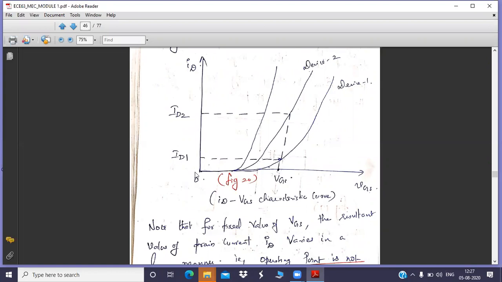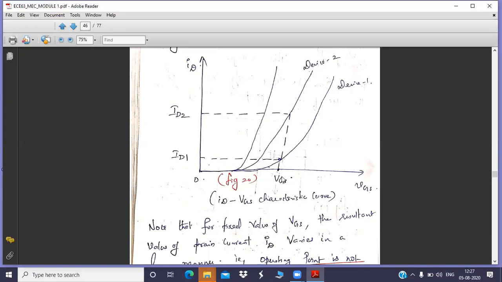My VGS is fixed because the objective of my biasing technique is to fix VGS only. So I have fixed VGS at this particular point. It is not going to change. But later I replaced my device 1. Due to some reasons of aging, I'm trying to replace device 1 with another device 2, but I'm not trying to change the biasing circuitry. Meaning your VGS is going to be constant.